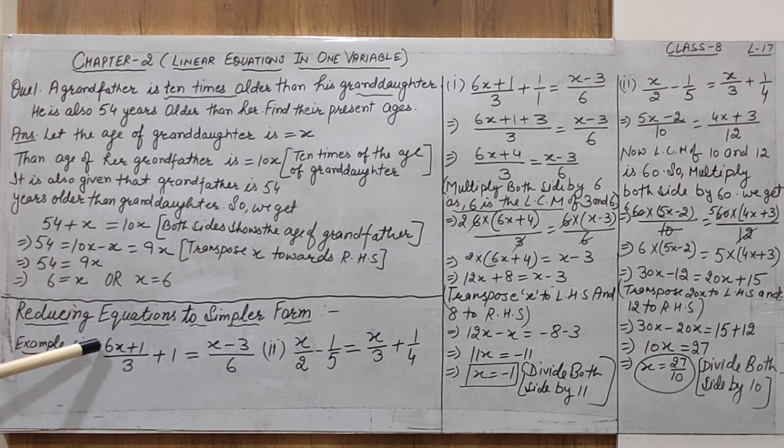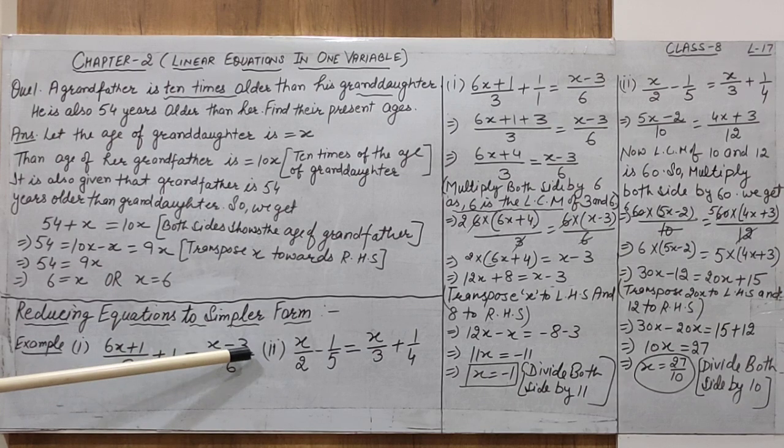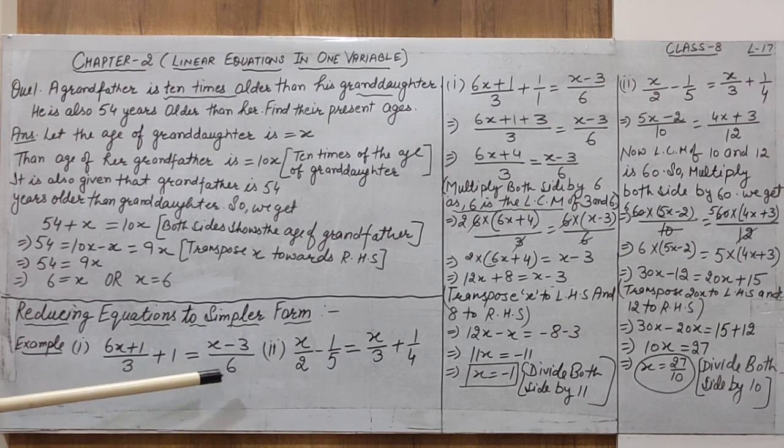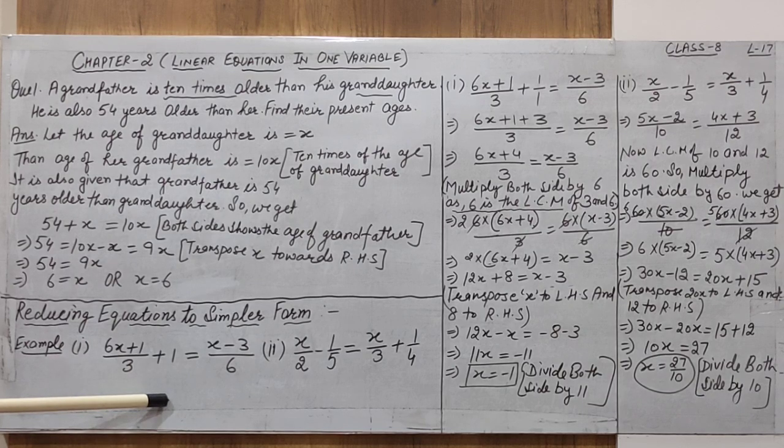There are two terms, 6x plus 1, both divided by 3. Then 1 is added. 1 is a whole number here. Is equal to (x minus 3) divided by 6. There is also a denominator. And one more thing, both the denominators are different. Alright, so what is the process to solve such kinds of questions?